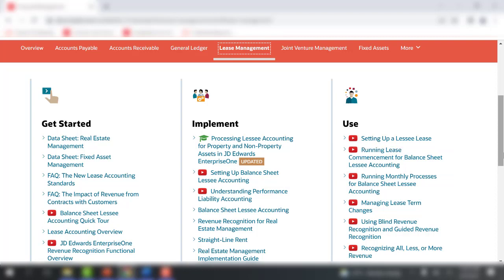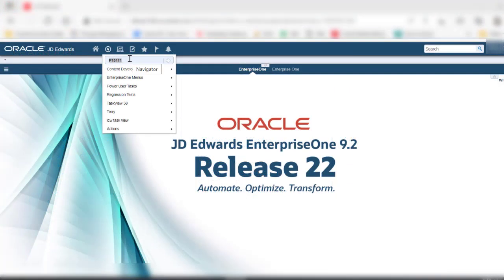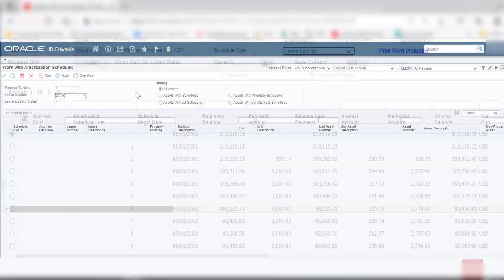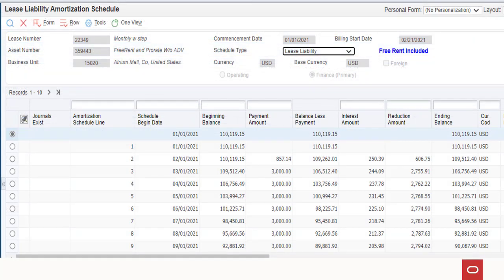For the purpose of this illustration, we will review the schedule of leases for which the amortization schedules have been created. Access the Work with Amortization Schedules program and search for the lease you want to review. With the improved amortization schedules, the JD Edwards system performs the calculation to maintain an accurate accounting process.